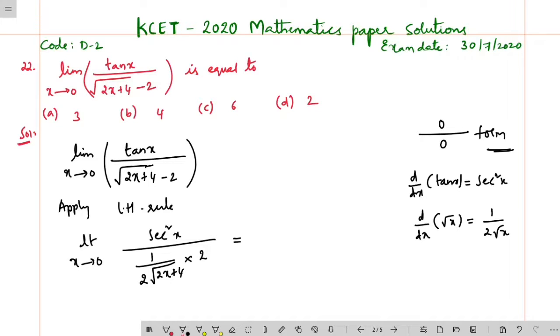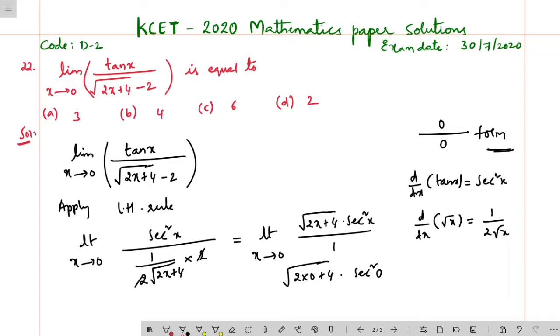We can write this as limit x tends to 0. The 2 and 2 get cancelled, leaving root of (2x plus 4) into sec square x divided by 1. Now apply 0: root of (2 into 0 plus 4) into secant square 0. This is root 4, which is 2, and sec square 0 is 1. So we get the answer 2. So option D. We'll go to the next question.